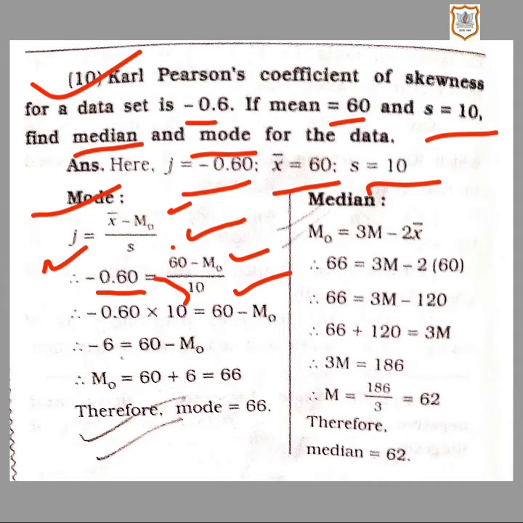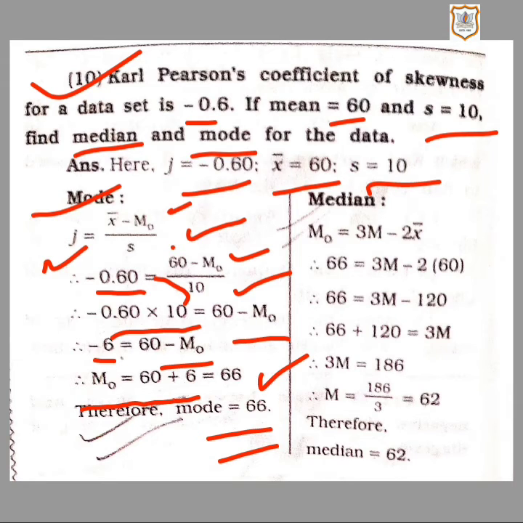So this will be cross multiplied. So minus 0.6 into 10 is equal to 60 minus mode. This becomes minus 6 is equal to 60 minus mode. Now it becomes mode is equal to 60 plus 6, which is 66. So mode here is 66.